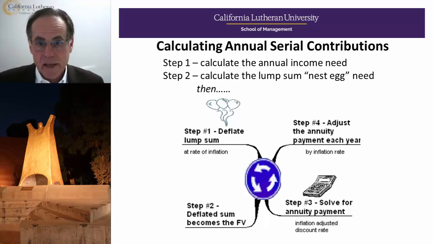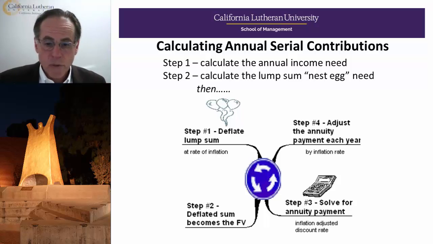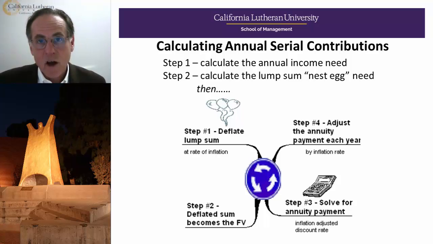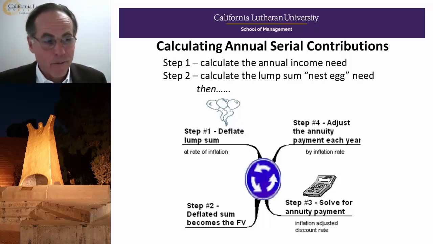Again, step 1 and 2 is identical. You're going to come up with that lump nest egg. Again, just a target for us to use. But then there's a process of deflating the lump sum at the rate of inflation, and then that becomes the future value, and then calculating the contribution at an inflation rate, and then inflating by that cost of living adjustment. Now that sounds very complicated, right? And it's not quite that intuitive, so let's walk through the process.